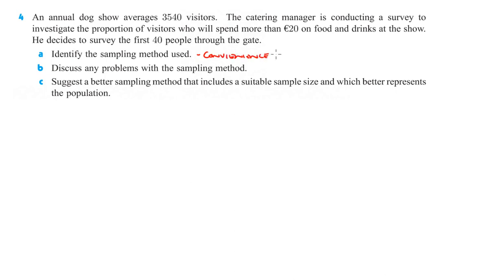Convenience sampling. Okay, that's when you're just taking the first group that you can get. It's just getting whoever you can in there. Okay. Discuss any problems with the sampling method.